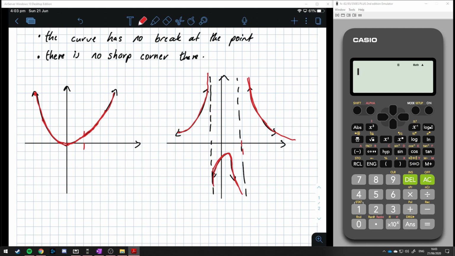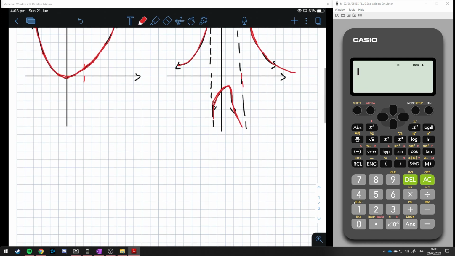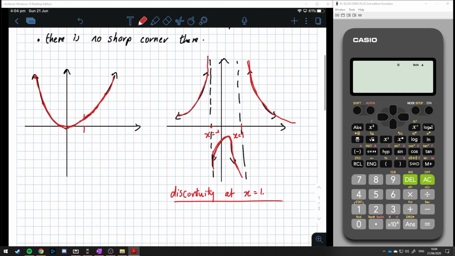If there is a break in the curve, we say that there is a discontinuity at x is equal to a. So in this case, we would say discontinuity at x is equal to 1. And we'd also say there's one at x is equal to -1 as well. So that's essentially what continuity and discontinuities are.